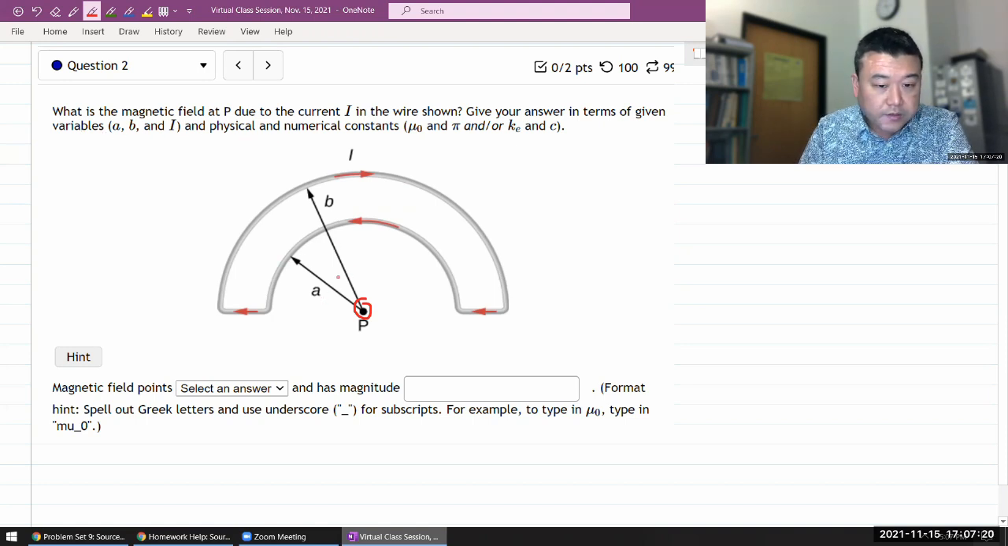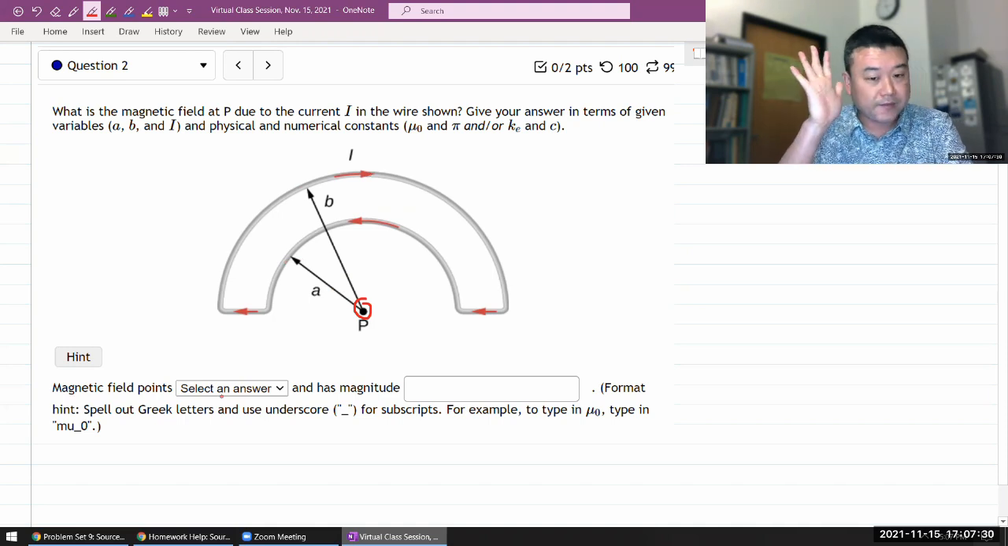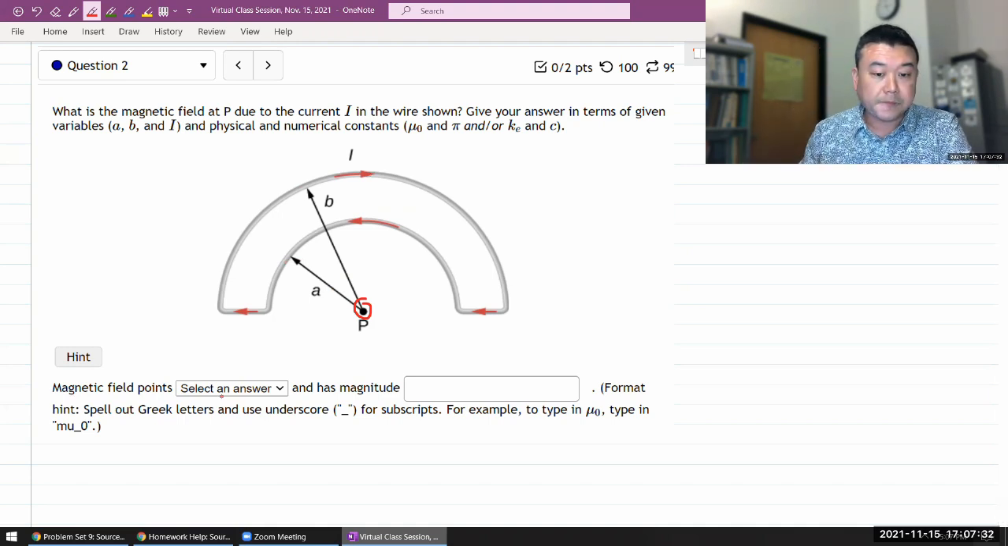So A is the inner radius, B is the outer radius, and there is a numerical constant. I think the direction is the easier piece to answer. So this is a good practice of the right-hand rule. There's a shortcut right-hand rule you can use to get to it.